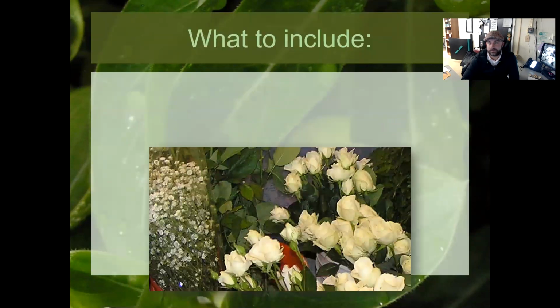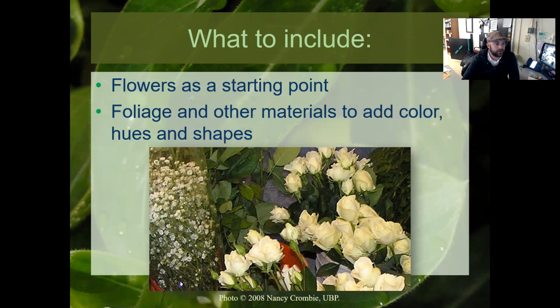And let's talk about selecting plant material. So what do you want to include? Flowers as a starting point, foliage and other materials to add color, hues, and shapes. So if we take a look at the picture here, we have some white roses, which are typically your focal point, some baby's breath, which complements it, and then you have your green ferns in the back, which add a nice backdrop.